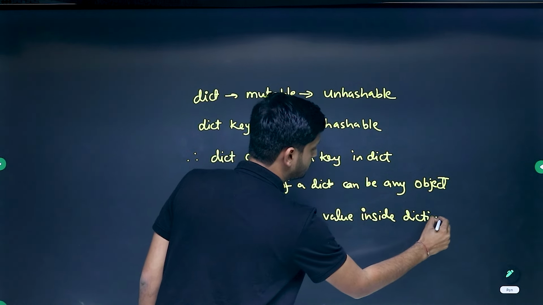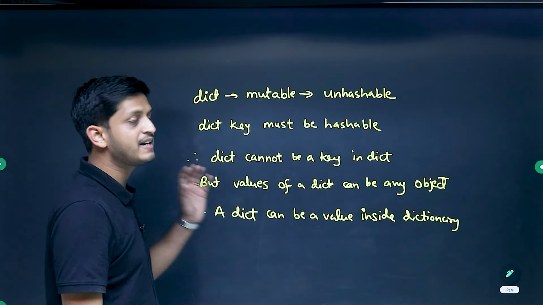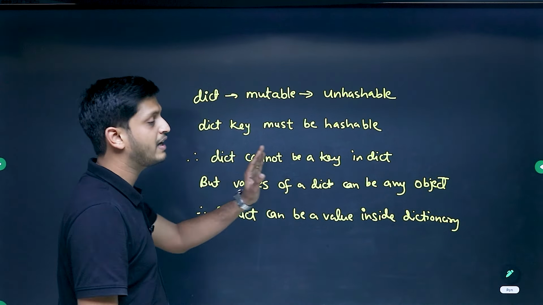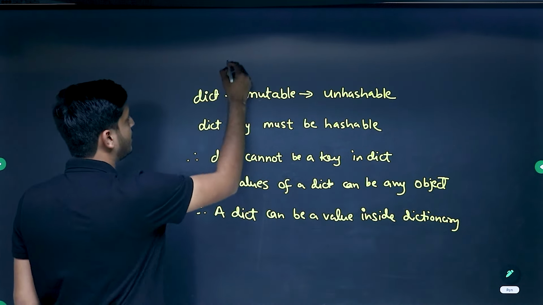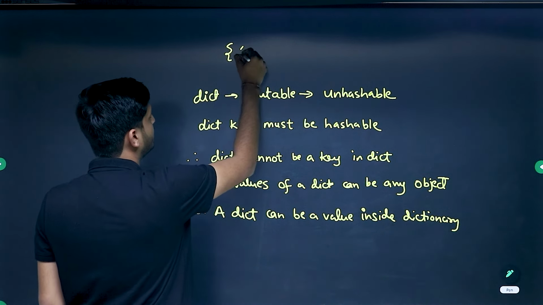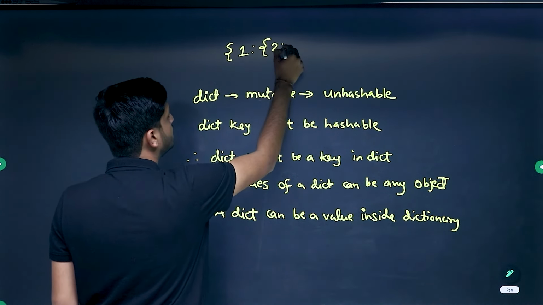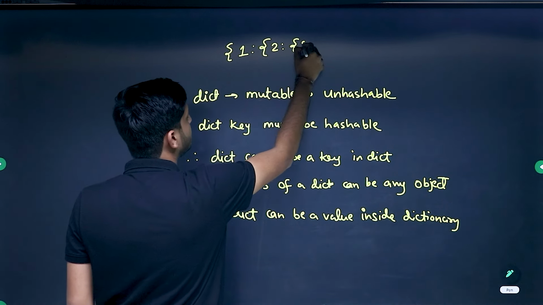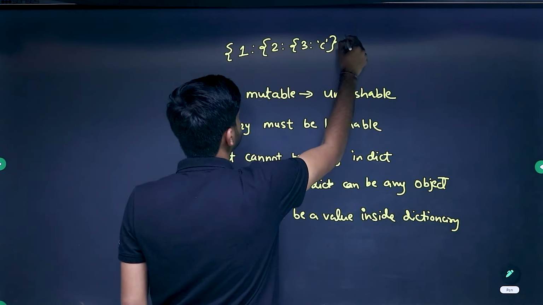Okay? So this is the concept. When I say nested dictionary, a dictionary can only be present as a value inside another dictionary. But you can create a dictionary like this, right? A dictionary containing key as 1 and the value is another dictionary containing key as 2 and the value is another dictionary containing key as 3 and value is, let's say, C, and this is closed, this is closed, this is closed.